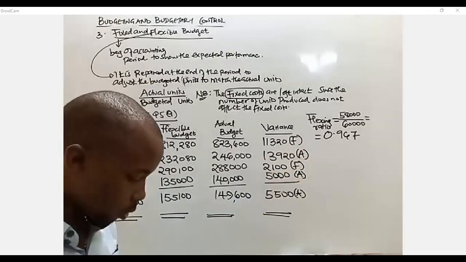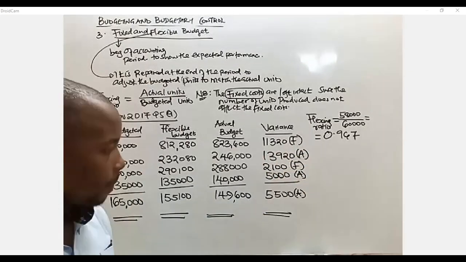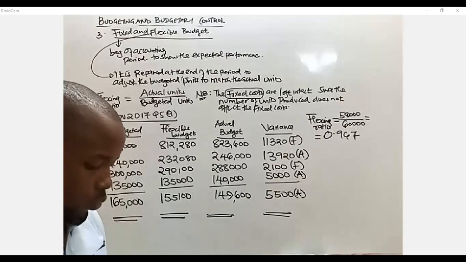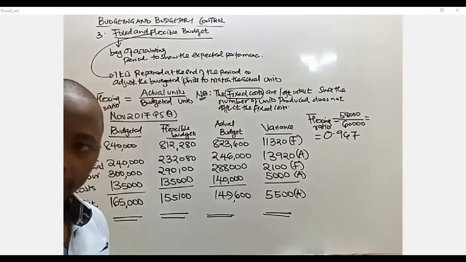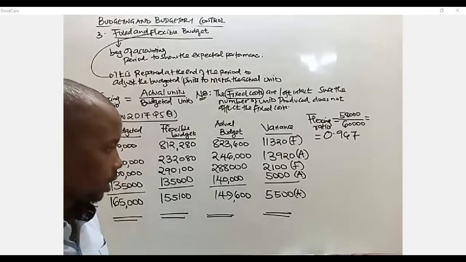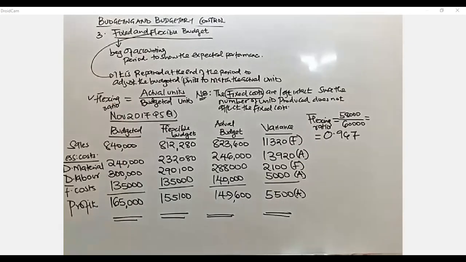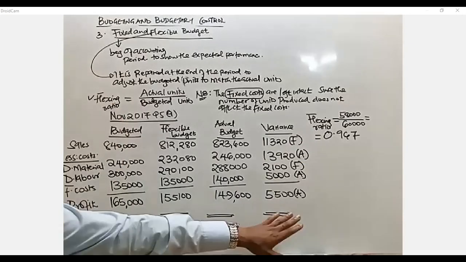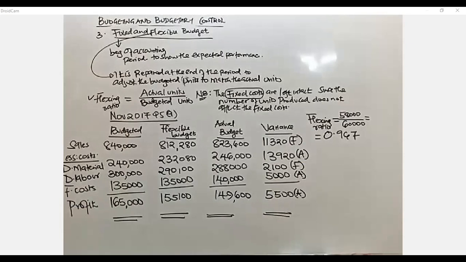So in this case it will be 11,320 minus 13,920, right? 13,920 plus 2,100 minus 5,000. Yes, I'm getting 5,500, which is adverse. That is how you work on those kinds of questions.